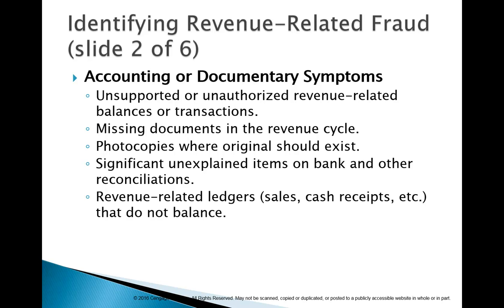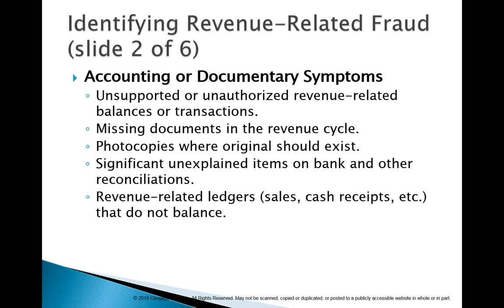Because normally when you record a sale, it happens when you produce the invoice. So it happens automatically when the sales department generates an invoice. You don't have to make a manual journal entry. So if you see unauthorized or manual journal entries to record revenue, that might make you suspicious. Right? Missing documents in the revenue cycle, like we talked about with the bill and hold sale.